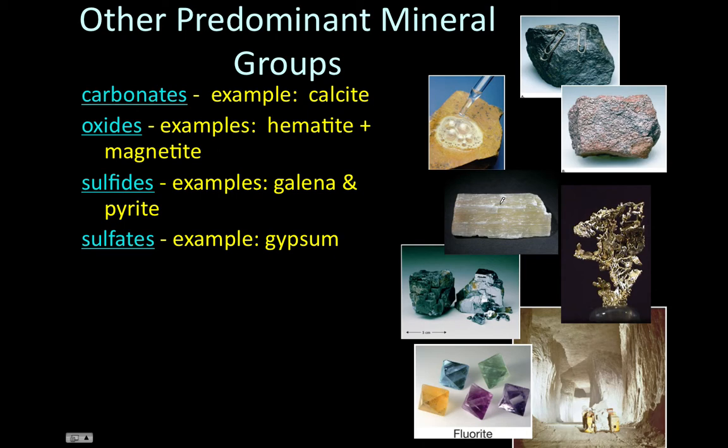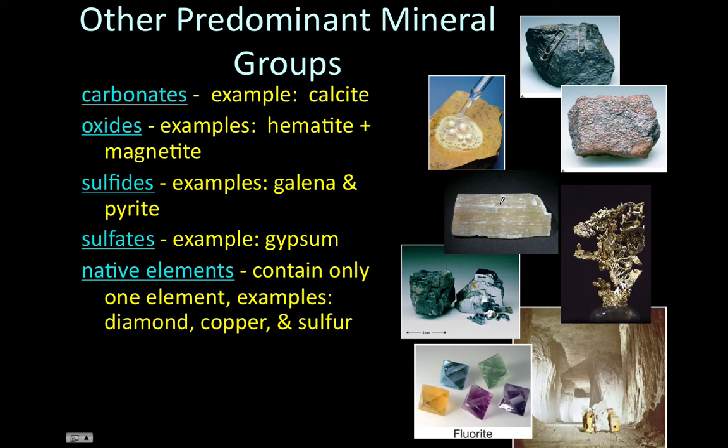They're also referred to as salts. They actually do have a salty appearance. Native elements: minerals can be composed of just one element, and that's what the native elements are. You could have just carbon and make diamond, you could also have just carbon and make graphite, you could have just copper, just sulfur to make those native elements.